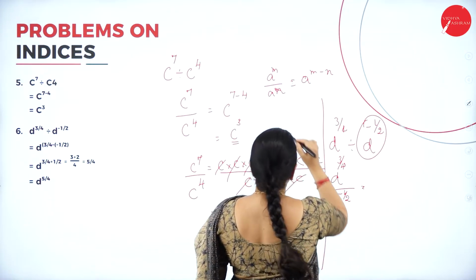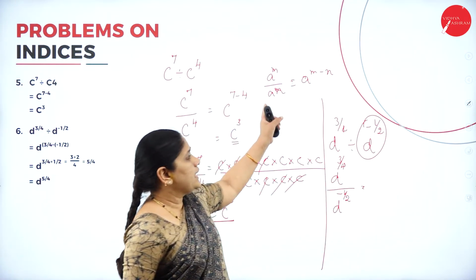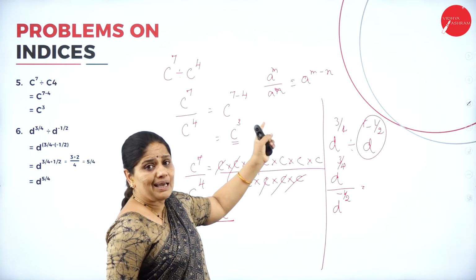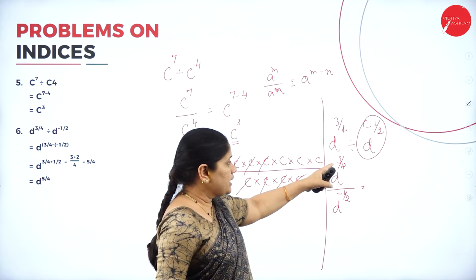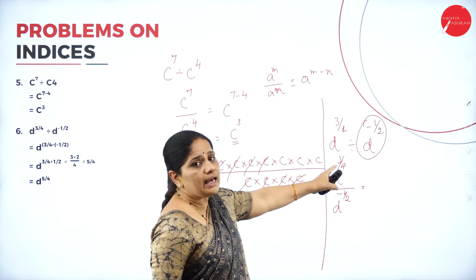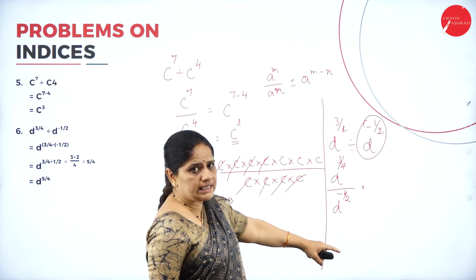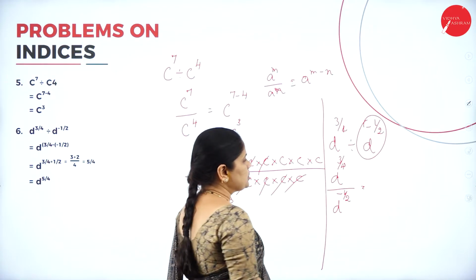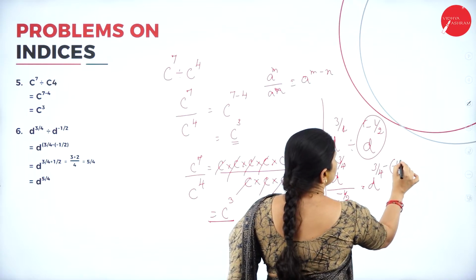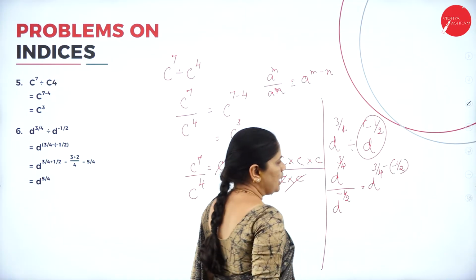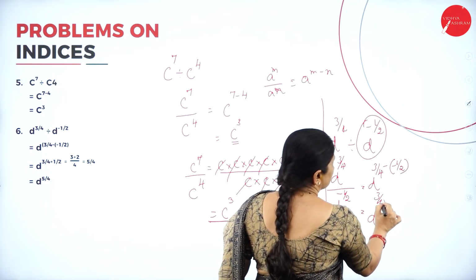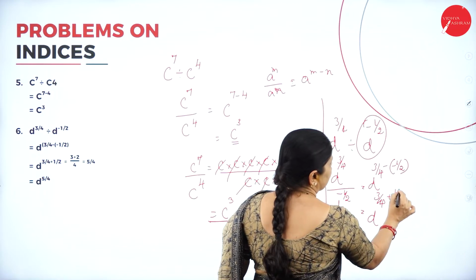Now, I'll apply the same rule. A to the power of m by A to the power of n equals A to the power of m minus n when m is greater than n. So, here m is 3 by 4, n is half, and we all know that m is greater. So, 3 by 4 is greater than half. So, what I'll do is d to the power of 3 by 4 minus of minus half. So, I'll get this answer here. Then d to the power of 3 by 4 plus half I will get.